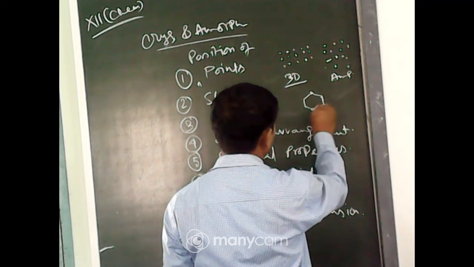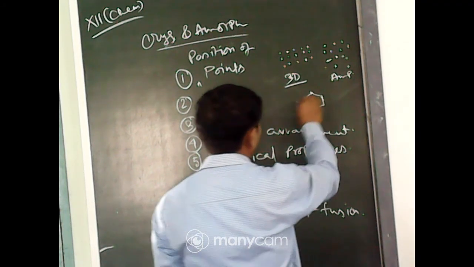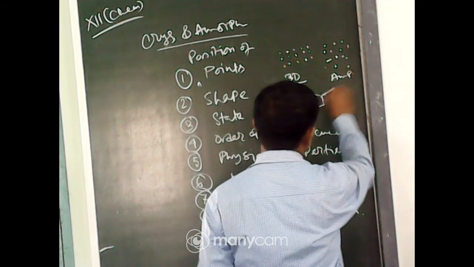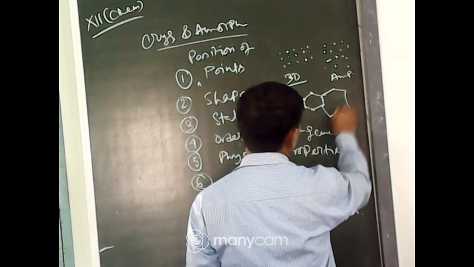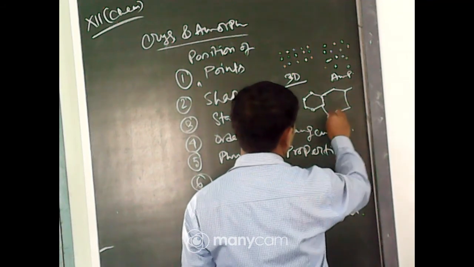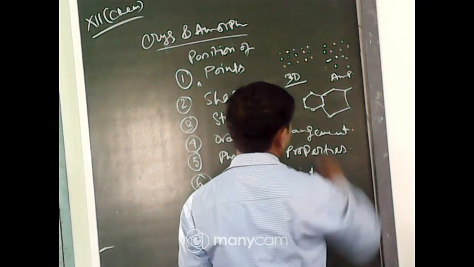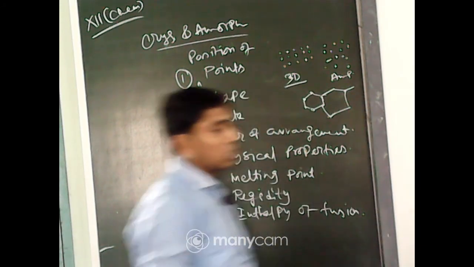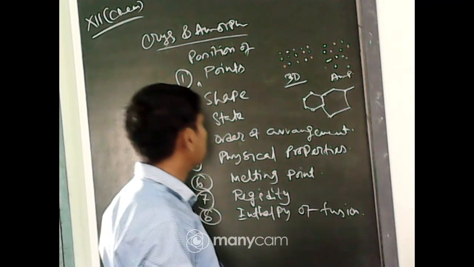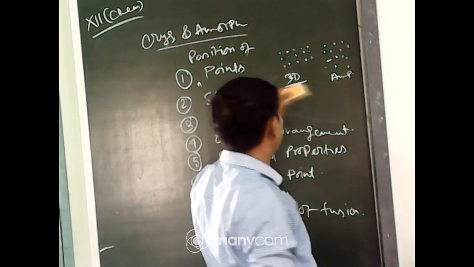Sometimes the bond length will be greater. They have the same number of points, but there is no continuity in the bond angle. This is true for amorphous solid.